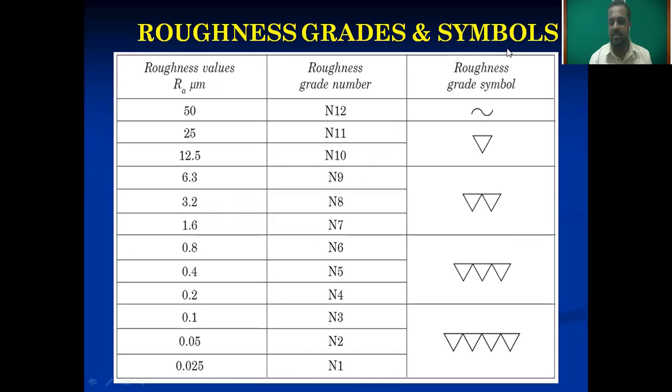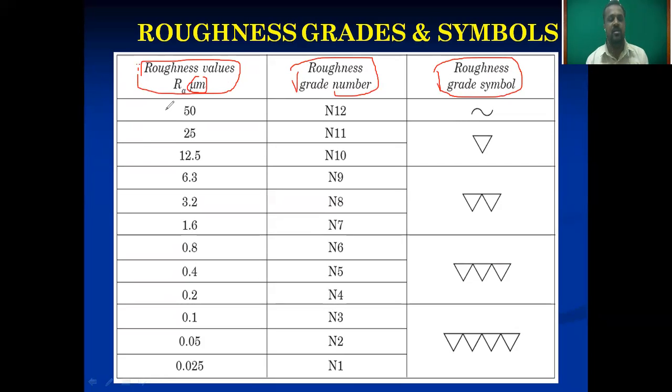Surface roughness grade and the symbols. Now it is visible to all. Now see the surface roughness grade and the symbol. Just see here. This is the roughness value, the surface roughness value, and it will be in micrometer, or micron. Then the surface roughness grade. See the chart. This is the surface roughness grade and the surface roughness grade symbol.